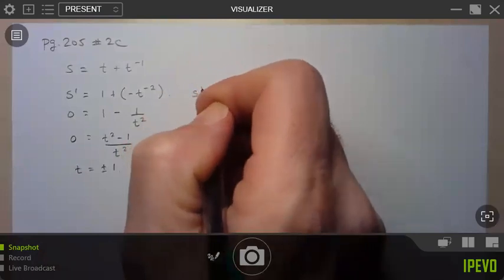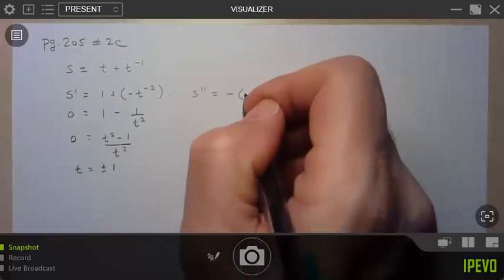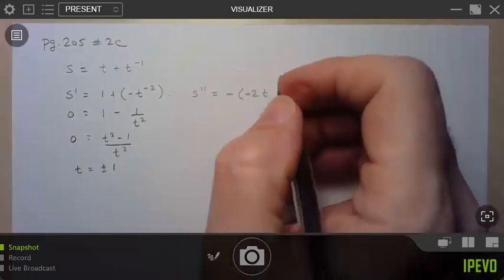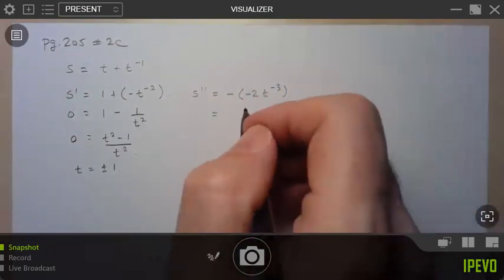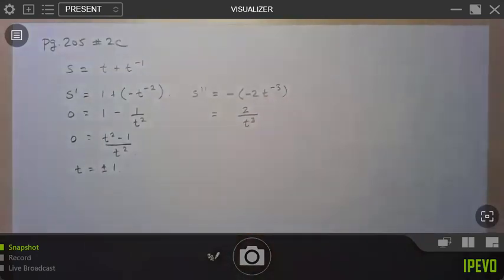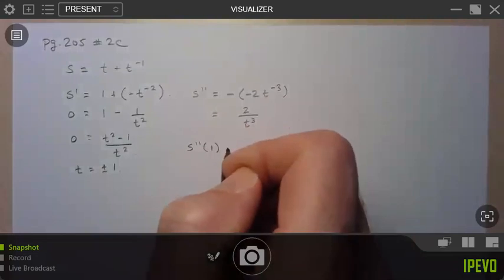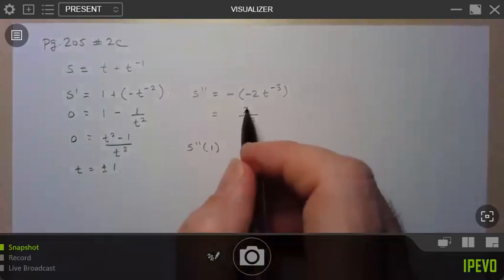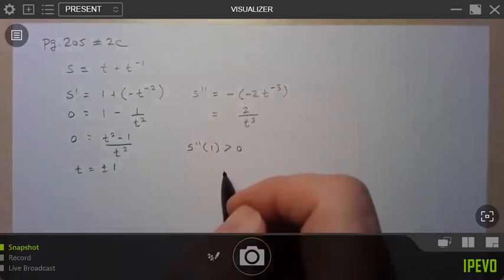So here, if I take S double prime, well, here I've got my negative, and now I've just got negative 2 times t to the negative 3. Okay, and this saves me a lot of time now because what I have is 2 over t cubed, and this is going to be very easy to determine the value of the second derivative. In fact, the only thing I really care about is the sign. Okay, so S double prime at positive 1. Put this into here, and I see I'm going to have 2 over 1, and it's greater than 0. That's really the only thing I need to know. I'm not that interested in what the actual value is.